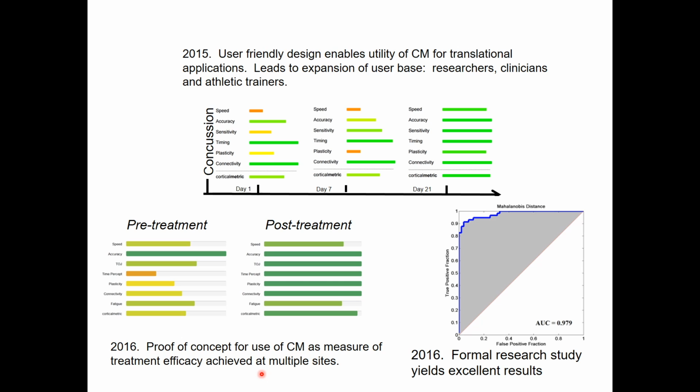And that was basically more recently, in the last year. And then the results of some of our formal research studies this year: if you're familiar with ROC analysis, a perfect score is 1.0. In this case, our area under the curve using multiple measures of concussion gave us an accuracy of 0.979. So 0.8 is considered very good, and we got a score of 0.9. 0.5 means random.